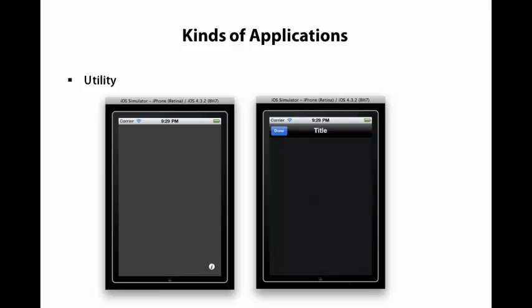One good example I always use is the weather application that comes on the phone. It's utility based, and if you click the info, it'll let you configure what city you would like to get the weather for.